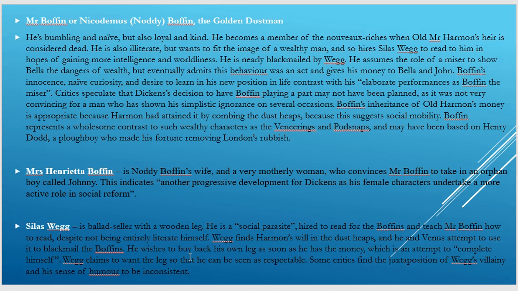Juxtaposing, it means he used the sense of humor to be inconsistent, and at the same time he is so cunning to ask for what he wanted. That's why juxtaposing, or juxtaposition, is when you have a character who can play with the sense of humor and play with people to make them inconsistent.